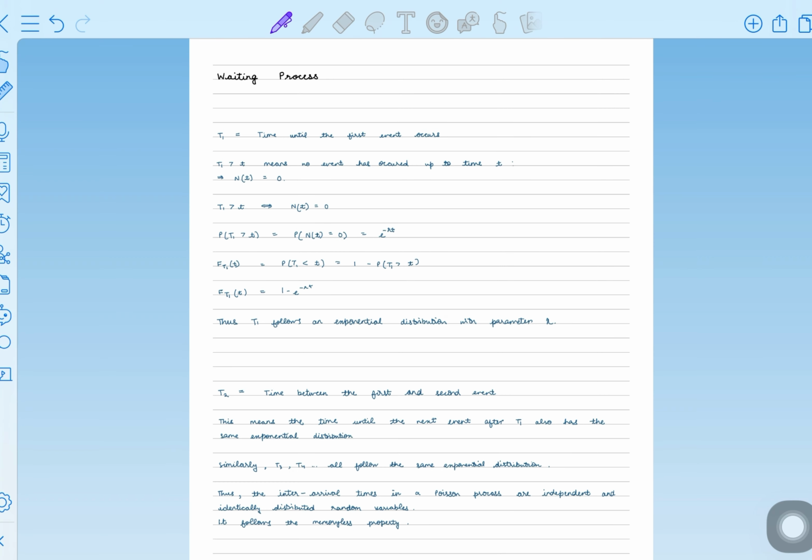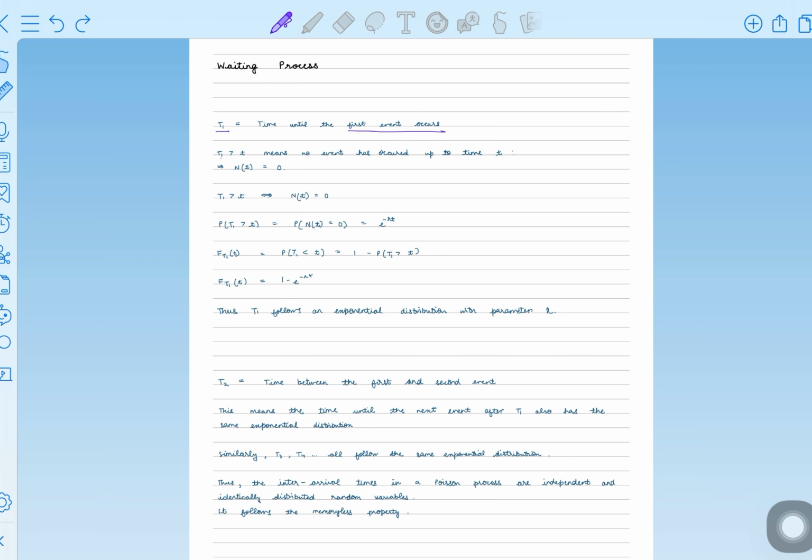Let's understand the waiting time between events, also known as the waiting process. We start by taking t1 as the waiting time until the first event occurs. Now, instead of counting the number of events, we shift to measuring the time between events. If t1 is greater than t, this means that no event has occurred up to the time t. Therefore, the number of events observed up to time t is 0.